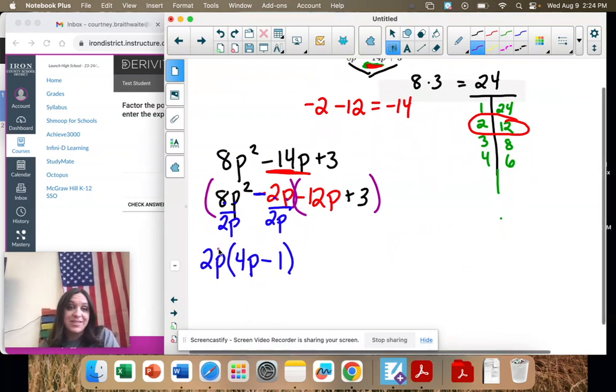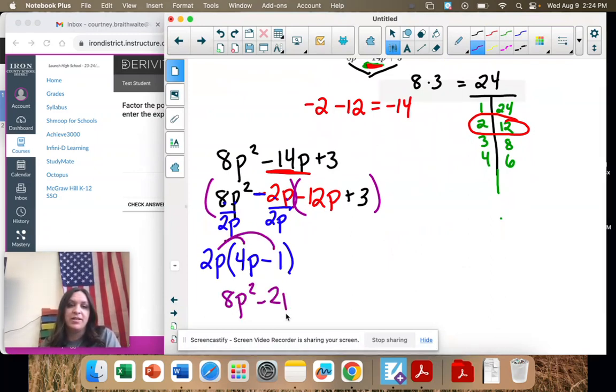So what happens? Check. 8p squared minus 2p. Yay, we factored it correctly. Okay, if we multiply, we're back there. Second one.